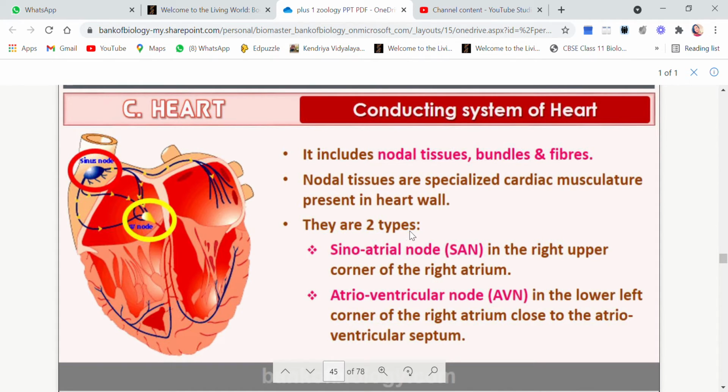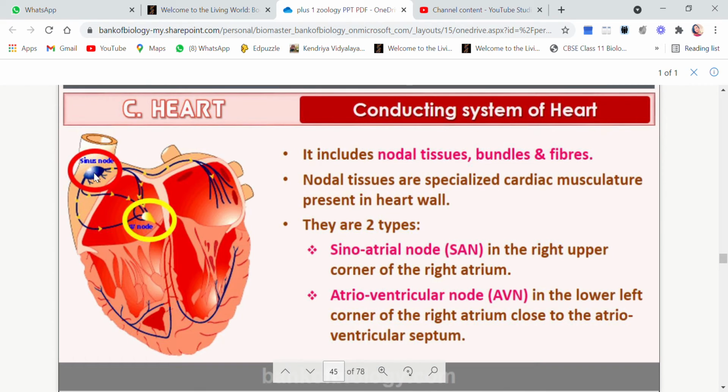Nodal tissues are of two types. Sinoatrial node, that is SAN, as you see here. This is sinoatrial node or SAN, and the other one is atrioventricular node, which is AVN. Now, the sinoatrial node is in the right upper corner of the right atrium. You see, this is our right atrium. So on the right upper corner, this is SAN, and AVN is in the lower left corner of the right atrium.